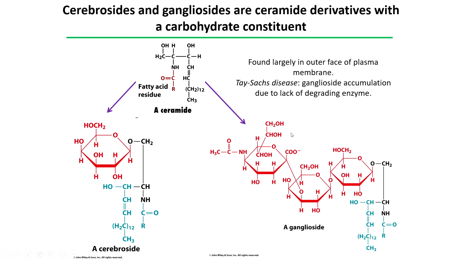This one is largely found on the outer face of plasma membranes and will accumulate in people who have Tay-Sachs disease. Tay-Sachs disease is a lipid disorder where you're not able to degrade and recycle these lipids, and so they build up and cause problems. People with Tay-Sachs disease tend to die before they're 4 years old.